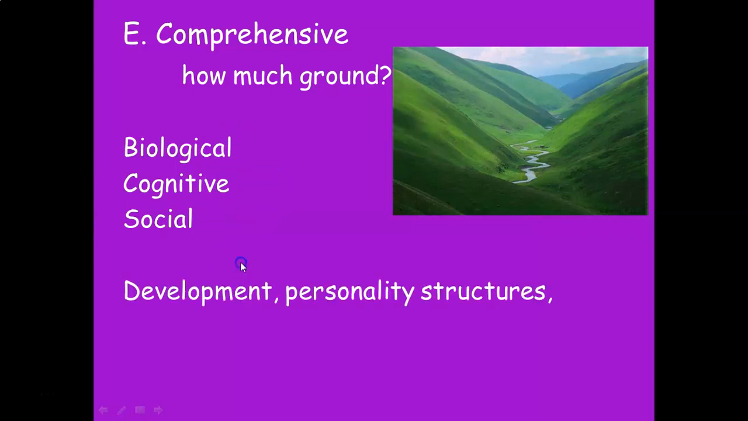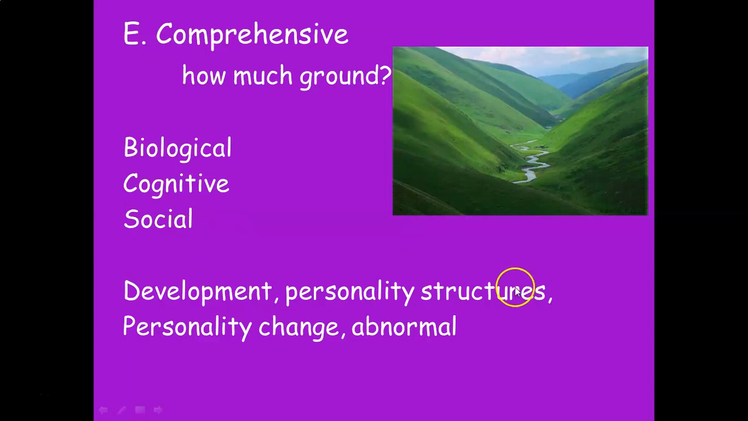And then what aspects of personality does a theory cover is part of comprehensiveness. So does a theory cover development? Does it cover personality structures? Does it cover personality change and abnormal? Several of them do all of these. Freud's in particular does all of these. Carl Rogers' humanistic theory does all of these. But Skinner's does not. So generally, a good comprehensive theory is a better one as long as it doesn't get stretched too much.